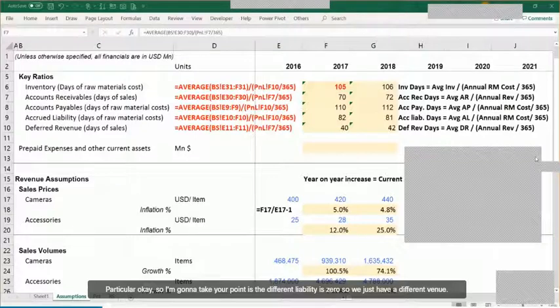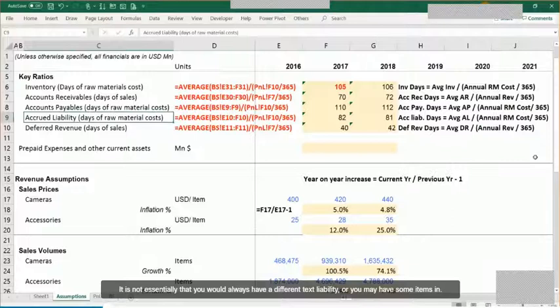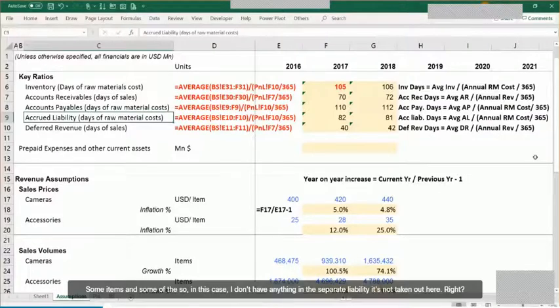Okay. So Amanpreet, your point is the deferred liability is zero, so we just have a deferred revenue. It is not essentially that you would always have a deferred tax asset or a deferred tax liability. You may have some items in some companies and some items in other companies. In this case, I don't have anything in the deferred liability part. So that's why it's not taken out here.